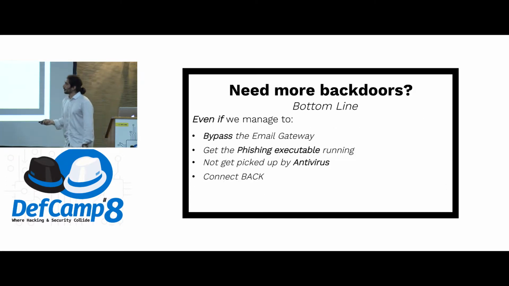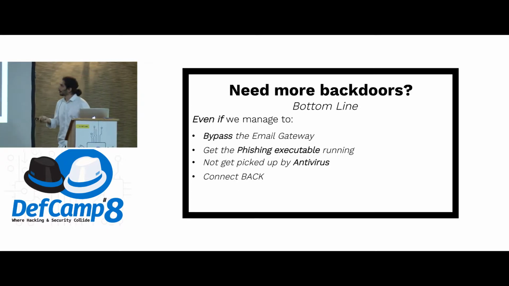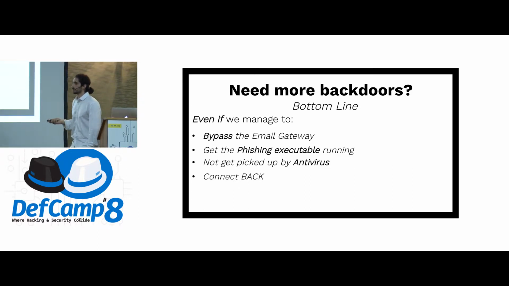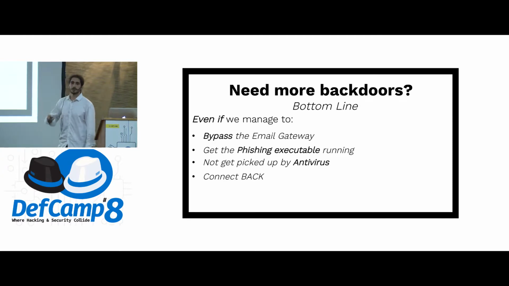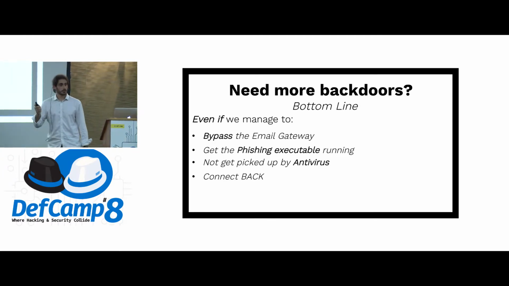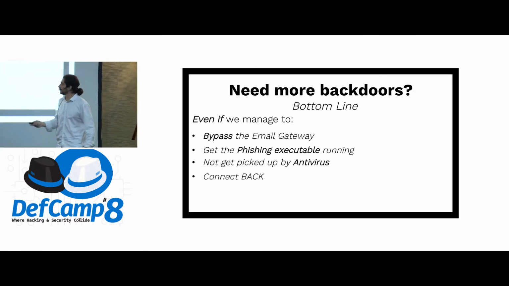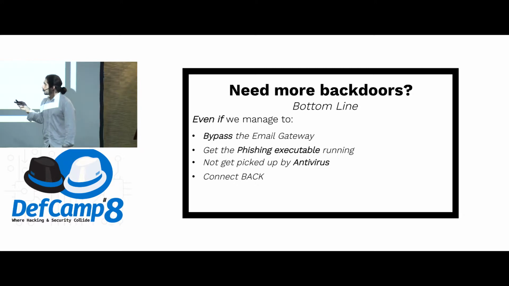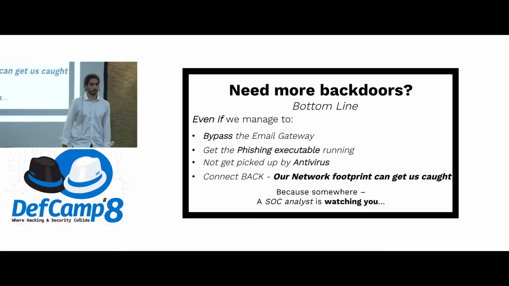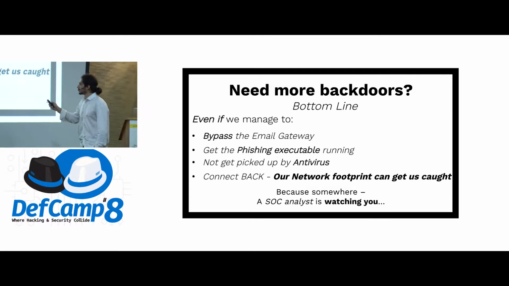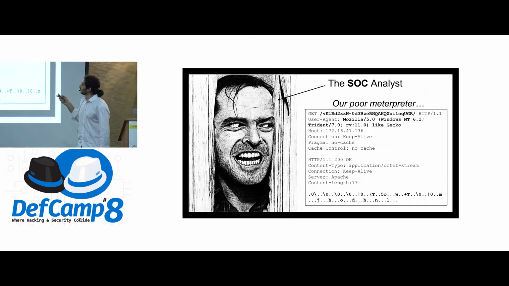So, if we're a red teamer and we do everything correctly, like bypass the email gateway, that's not a simple task. Get a phishing exploit up and running. Okay, so the secretary wants to lose weight, whatever. So she clicks the link, downloads the file, runs it, and the antivirus doesn't pick it up. It's wholly new. We did it in a really good way. And we fail connecting back, because someone is watching, and even if we connect back, the SOC analyst will watch us.